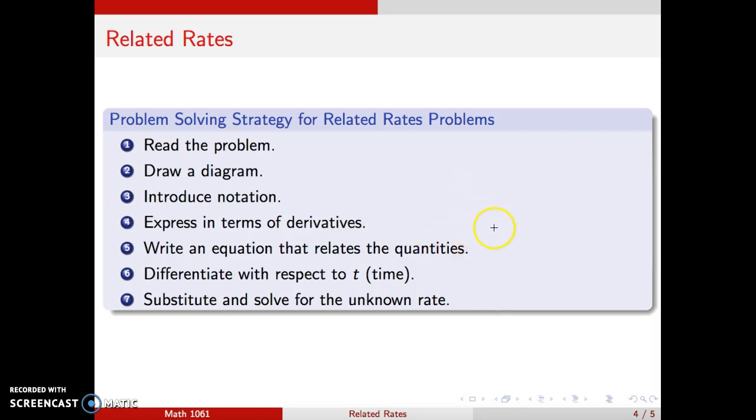Then you want to have an equation that relates the quantities. This is probably the most important and the trickiest part, because that's what you're going to use to figure out your solution. The quantities in question are going to be quantities whose derivatives are either given to you or the thing you're trying to find. So if I want to see how volume is changing, I better have an equation that involves volume. Once I've got that, differentiate both sides of the equation with respect to time, and then substitute to solve for the unknown rate, the unknown rate of change, the unknown derivative, if you like. So the related part has to do with the equation that relates the quantities, and the rate part has to do with the rate of change, the derivative.